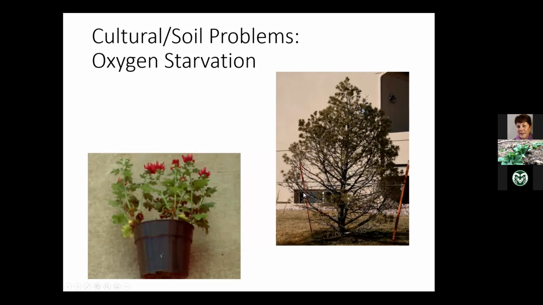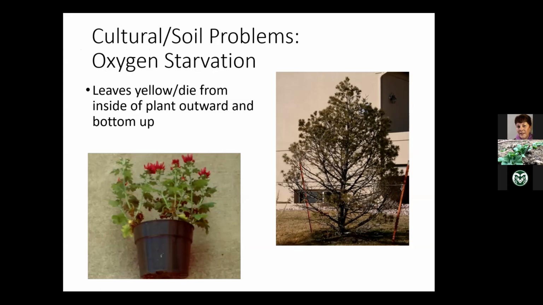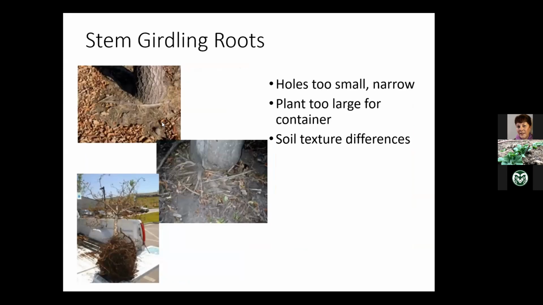Sometimes we just water because, oh, it's hot and it's summer. Well, maybe the soil profile is such that it holds water a little bit longer than other types of soil, and so we don't need to water quite as often. So these are things that we can look at as well. The leaves can yellow and die, again, from the inside of the plant outward and bottom up. And also premature leaf drop. So we can see all of those things associated with it.